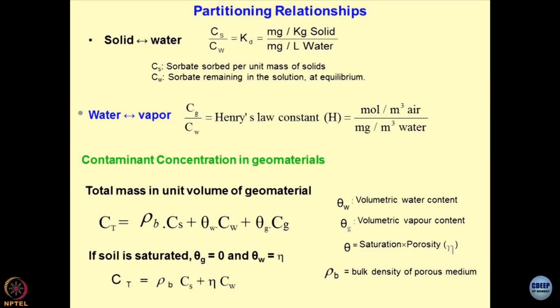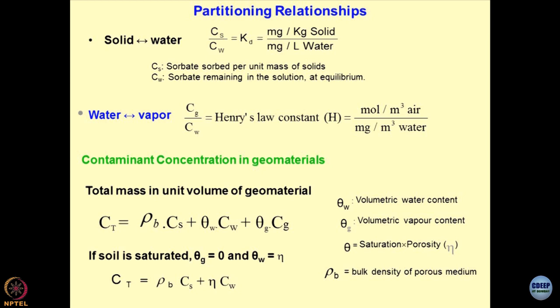Partitioning relationships. Partitioning could happen from solid to water phase, all right. In saturated soils, pores are filled up with water. Cs is the concentration of the solids, the concentration retained on the solids. Cw is the concentration of the contaminant which remains in water, clear.